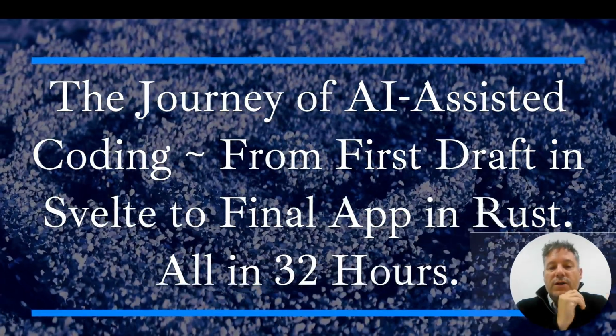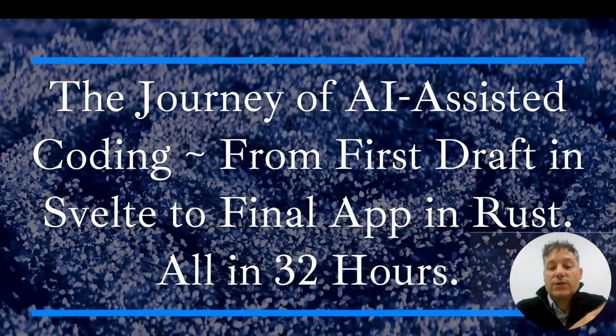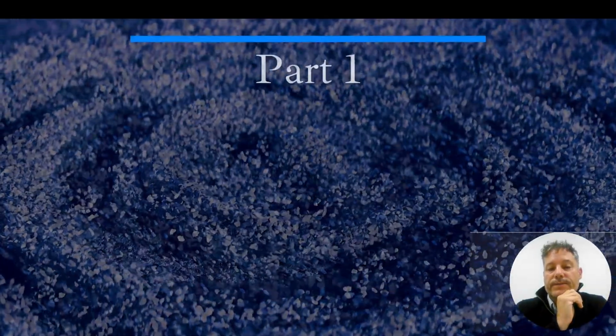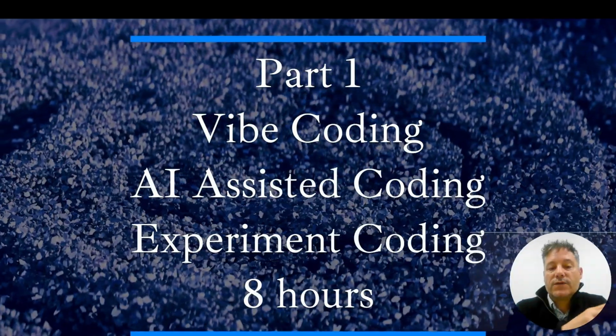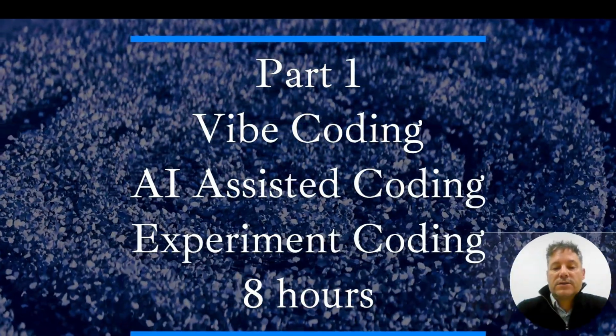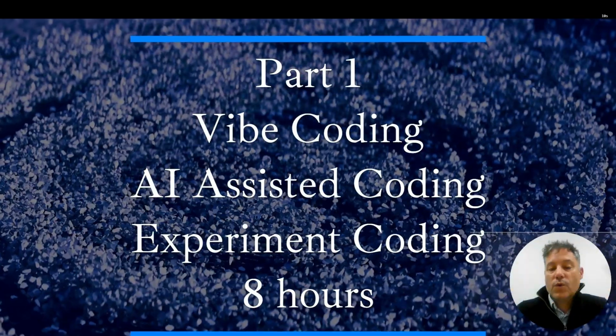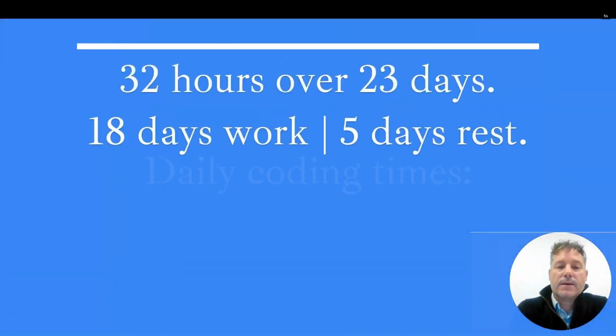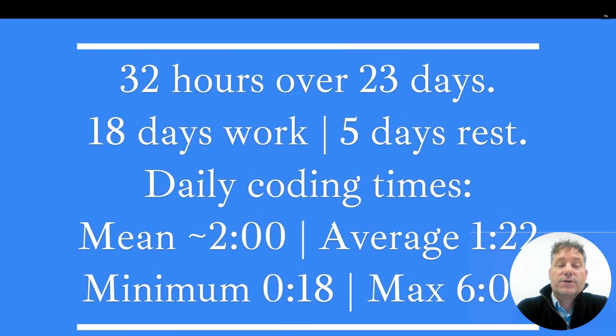So this is the journey of AI assistance coding from the first draft in Swift to the final app in Rust in 32 hours. Part one is vibe coding, AI assistance coding, experiment coding, what do you want to call it? This was 8 hours over a number of days. It was 32 hours in total, because I carried on after those 8 hours. It was 23 days: 18 days worked, 5 days off, rest.